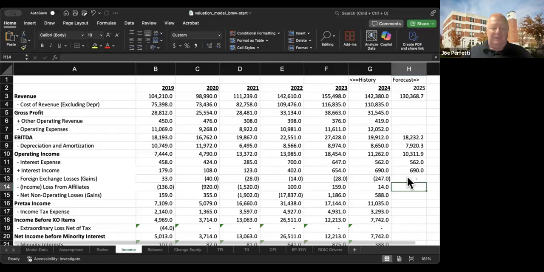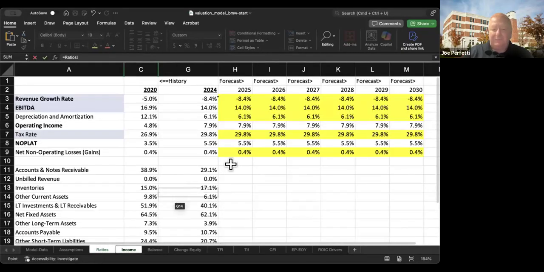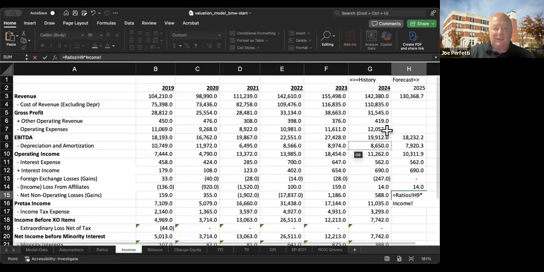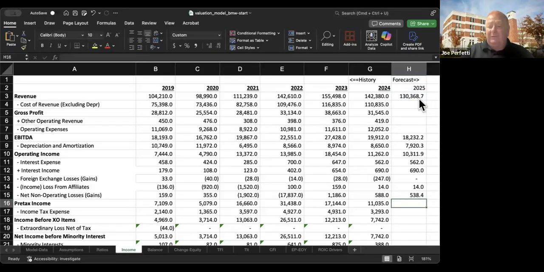All right. Income or loss from affiliates equals the previous year, whatever it is, they keep doing it. So equals G14. And non-operating gains and losses is a ratio. So for non-operating gains and losses, H15, we'll go to our ratios, which will be H4, non-operating gains and losses as a percentage of revenue, times revenue, H3, 538.4.